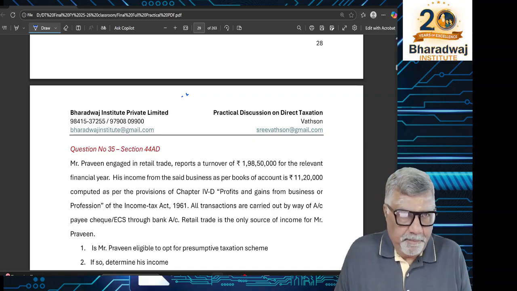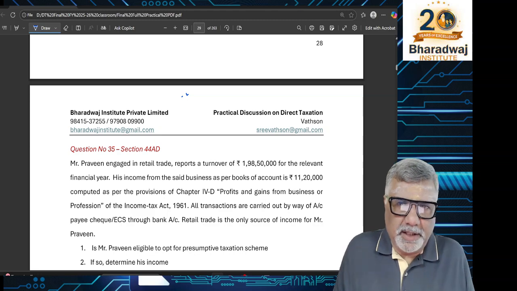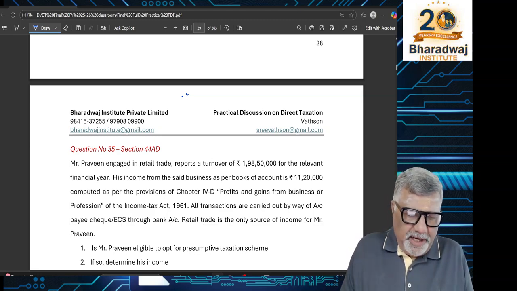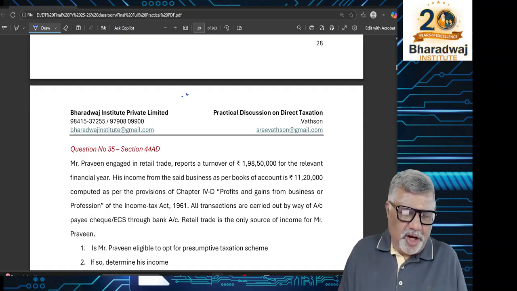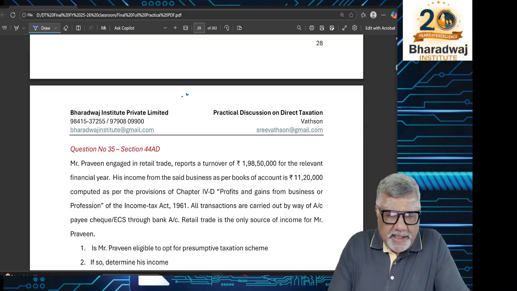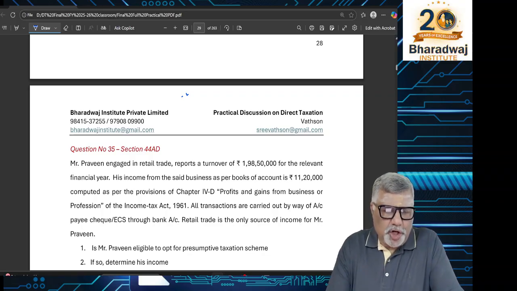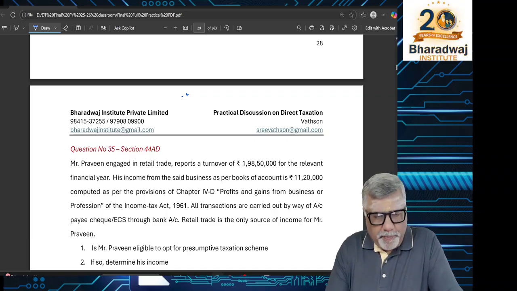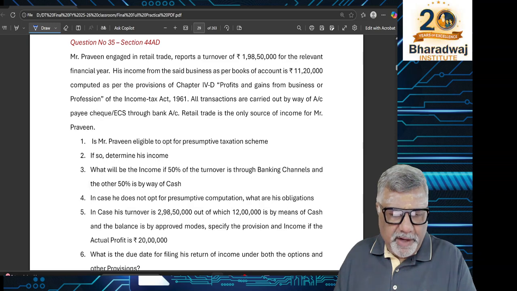I'm on page number 29, question number 35. Mr. Praveen, engaged in retail trade, reports a turnover of 1 crore 98 lakh 50,000 for the relevant financial year. His income from the said business as per books is 11 lakh 20,000. All transactions are carried out by account payee or approved modes. Retail trade is the only source of income for Praveen.